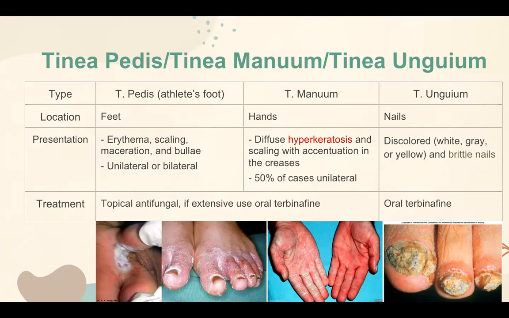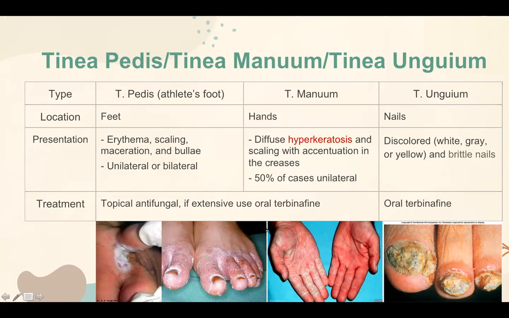Tinea manuum affecting the hands usually presents with diffuse hyperkeratosis, and you can see the accentuation in the creases of the hand. And in 50% of the cases, it's unilateral. And both tinea pedis and tinea manuum can be treated with topical antifungal. You only use oral antifungals if it's extensive.